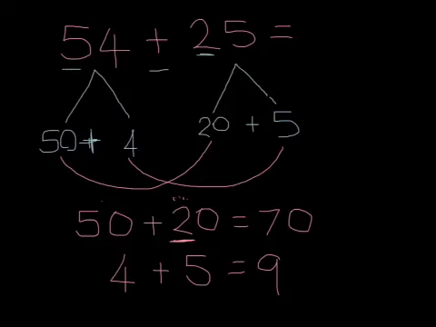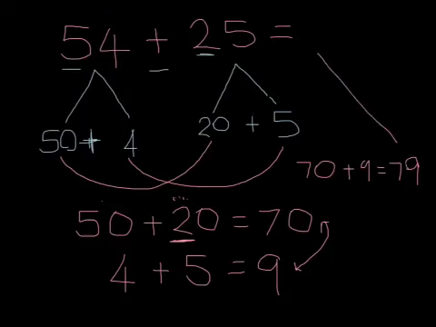Then to work the answer out, I'm going to add those two together. So 70 plus 9 equals 79. And that's the answer to our problem, 79. And that's because I've broken my question up into tens and ones. So we'll try one more.